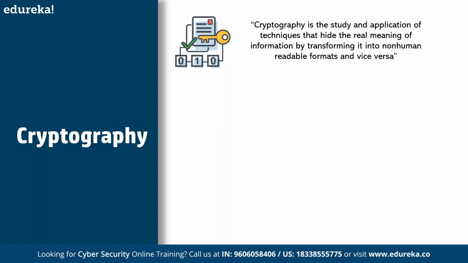For cryptography, we require a technique known as encryption, and for encryption we require a key. We convert one form of message into another form with the help of a key, and we convert the encrypted form of message back into the plain text form with the help of the key. We have two kinds of keys, symmetric and asymmetric.